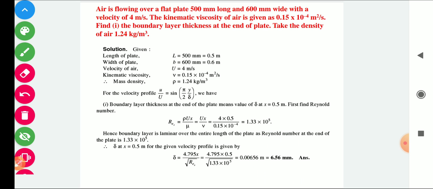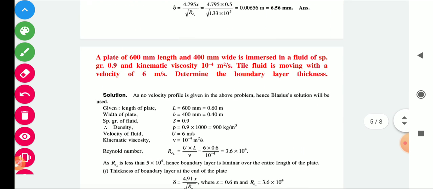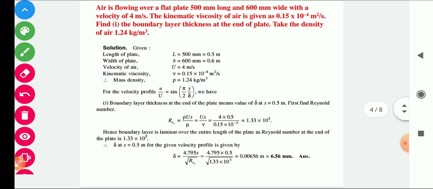Now moving to the next problem. Here is one more thing about this formula. Actually, this formula is derived on the basis of the velocity profile of the fluid layers. For example, in this problem we use the value 4.795.